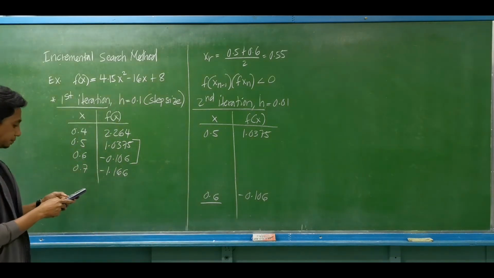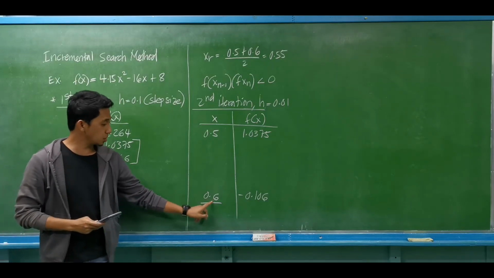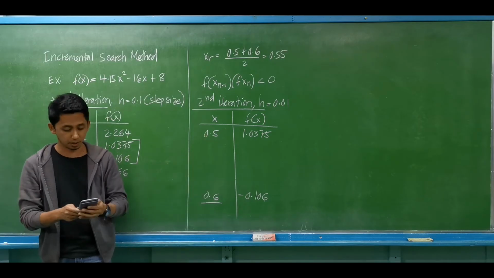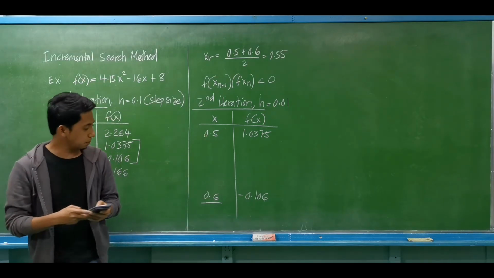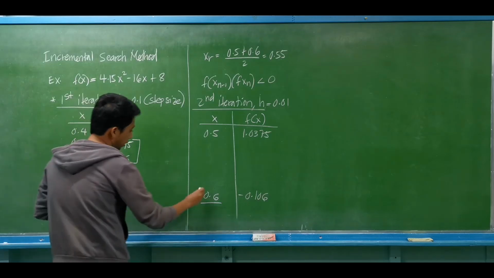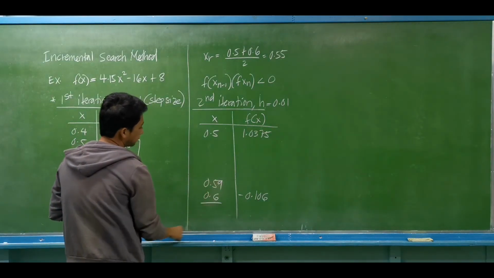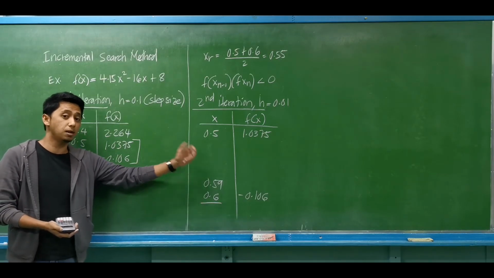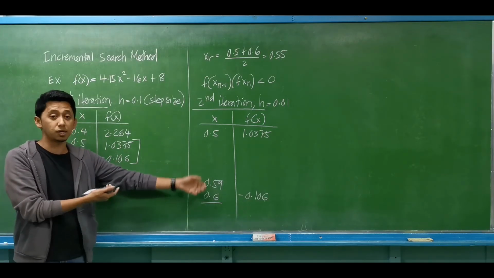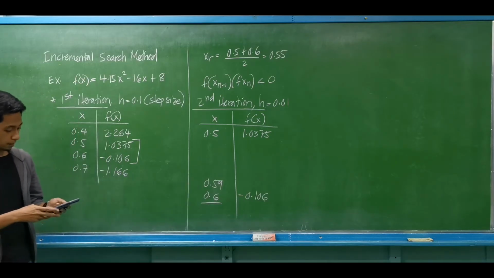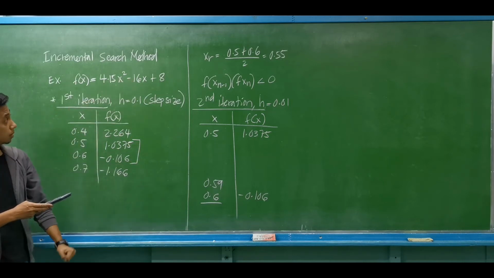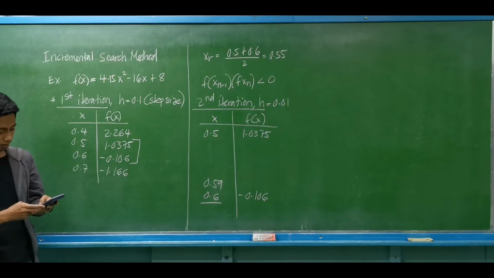Okay, so I'll be starting from 0.6, 0.59, 0.58, and so on up to 0.5. Alright, so I'll be using 0.59 this time. Then we check if there will be a change in sign, then we may stop and minimize our solution. So we have 0.59 squared minus 16 times 0.59 plus 8.